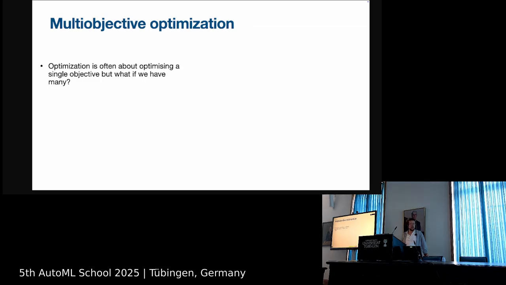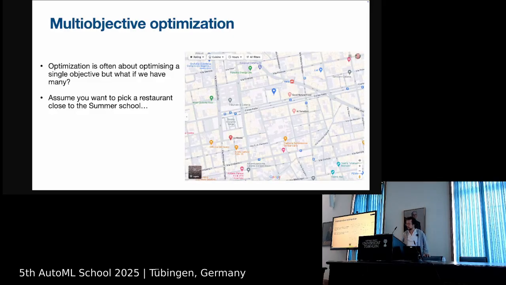So, black box optimization is often about optimizing a single objective. So what if we have many? Just as a motivating example, assume we were to pick a restaurant around here. The map is from last year, so it's Italian cities. I did not update it with Tübingen, but you will get the idea.